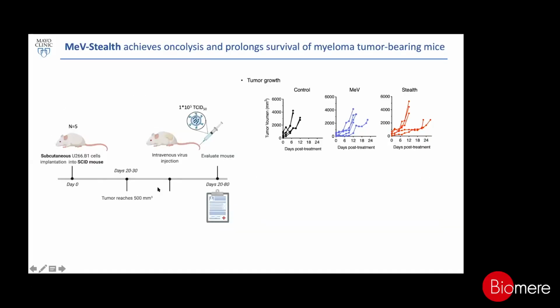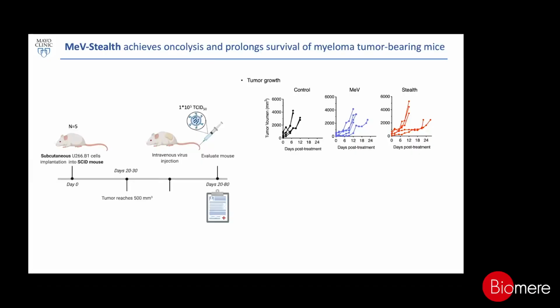Next, we tested in vivo the utility of stealth as an oncolytic vector, and for this, we implanted into SCID mice subcutaneous U266 myeloma cells, and when tumor reached 500 cubic millimeters, we treated the animals with one intravenous dose of 1E5 TCID50, which is known to be a suboptimal dose. As we can see in the upper right corner, tumors grew rapidly in the PBS treated control group, and all mice had to be sacrificed by day 12.